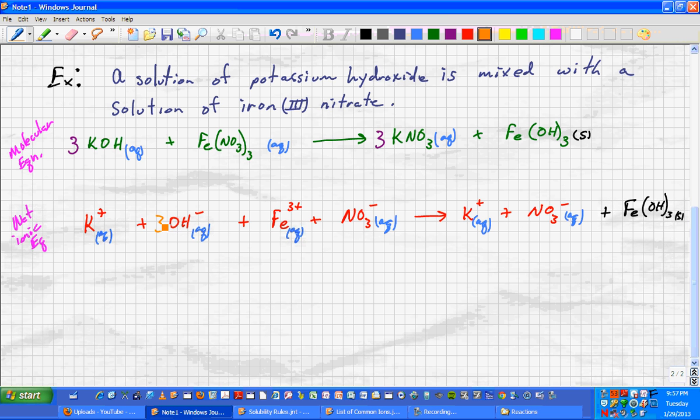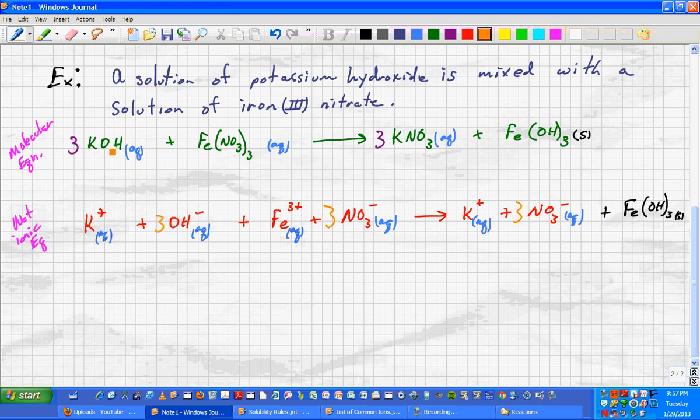What else? Oh, over here, iron 3 nitrate, that guy is going to break up into 3 nitrates, 1 iron, so that gives me 3 nitrates over here, so I need 3 nitrates over there. It's really easiest to use the molecular equation.